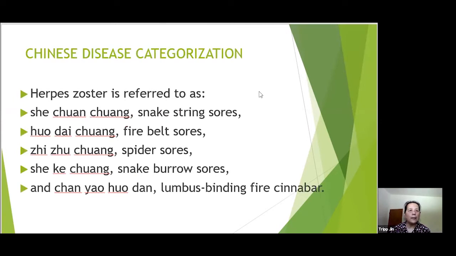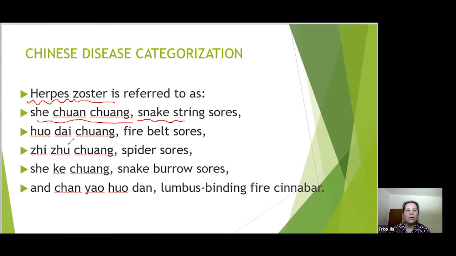Then we move on to the TCM part. For TCM, we still have an illness name for shingles, or herpes zoster. Basically, it is a skin issue, with skin rash and redness, like a snake in there. So that's how we got the name 蛇唇疮.